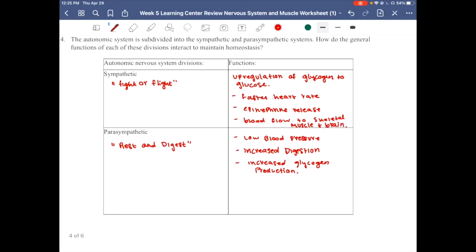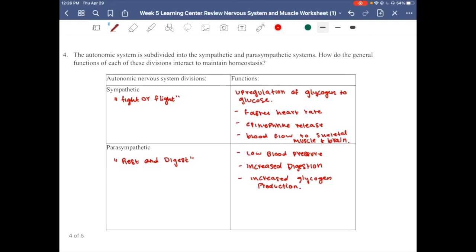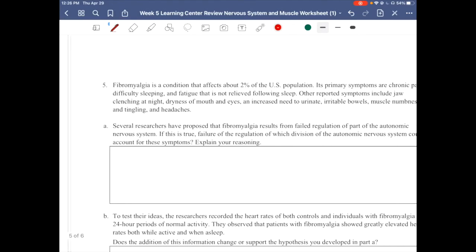All right, any questions so far on the divisions or other things that we've looked at so far? All right, let's look at the next couple of questions.